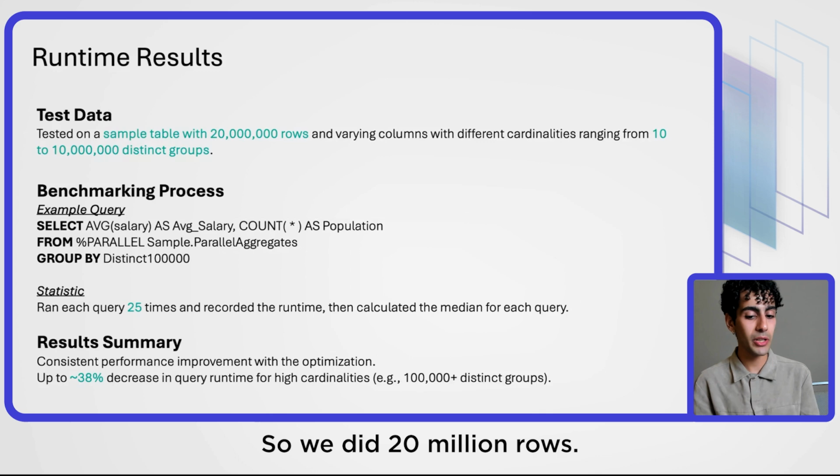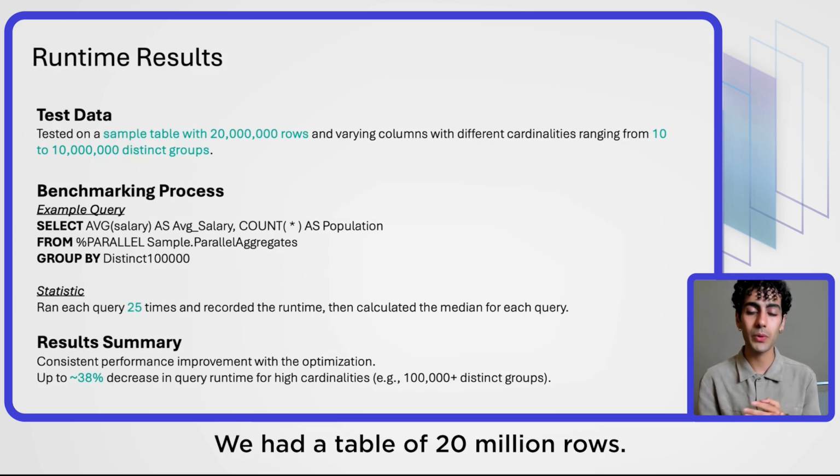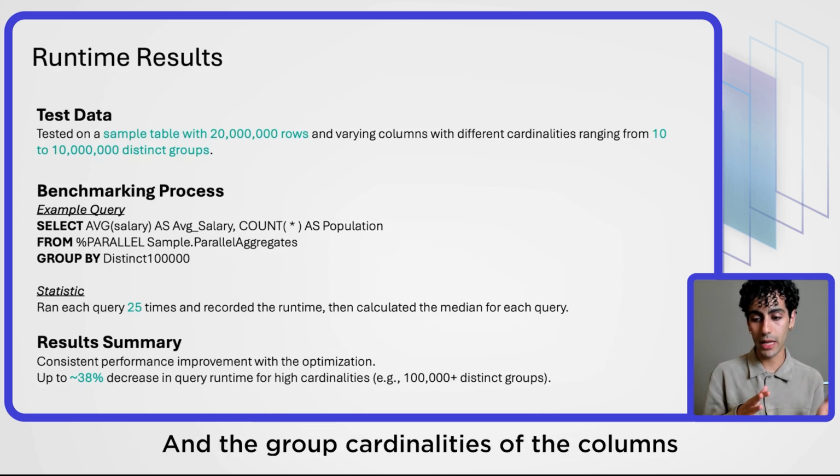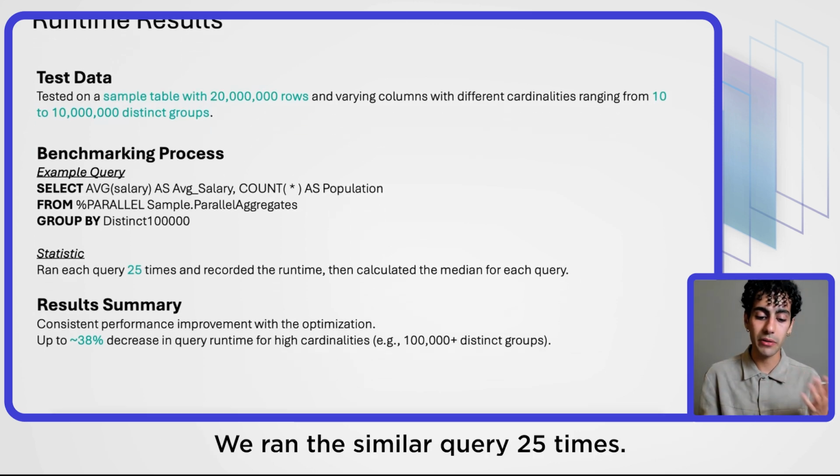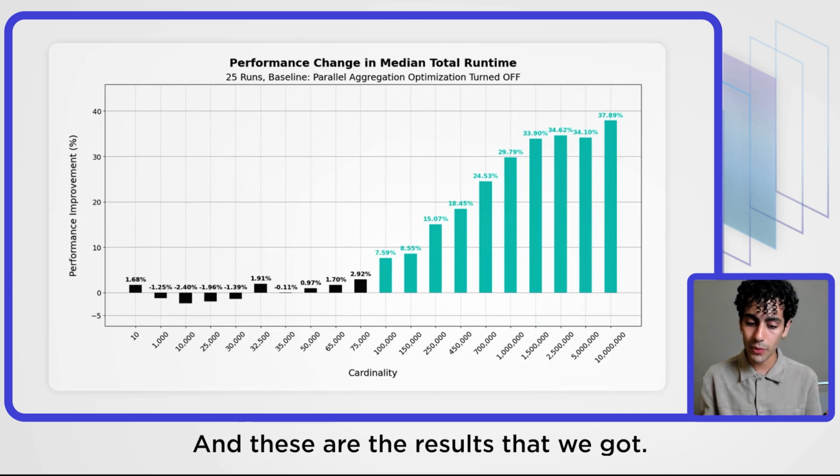Now, let's look at more of a formal sort of testing for the runtime results. So we did 20 million rows. We had a table of 20 million rows, and the group cardinalities over the columns that we're grouping by ranged from 10 to 10 million. We ran the similar query 25 times, and these are the results that we got.